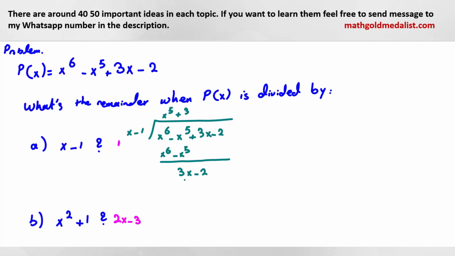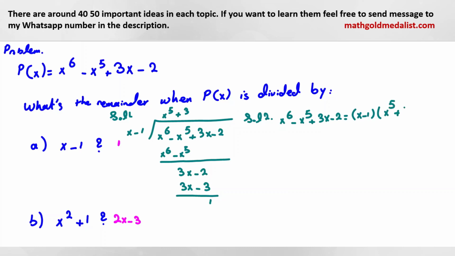Yeah. Then you can add 3 times x minus 1. So it will be 3x minus 3, sorry. 3x minus 3. And then minus 2 minus minus 3 is 1. It is first solution. Solution 2. You can say x to the 6 minus x to the 5 plus 3x minus 2 is equal to x minus 1. Then you try to create, x to the 6 minus x to the 5, then plus 3x minus 3 plus 1, right?